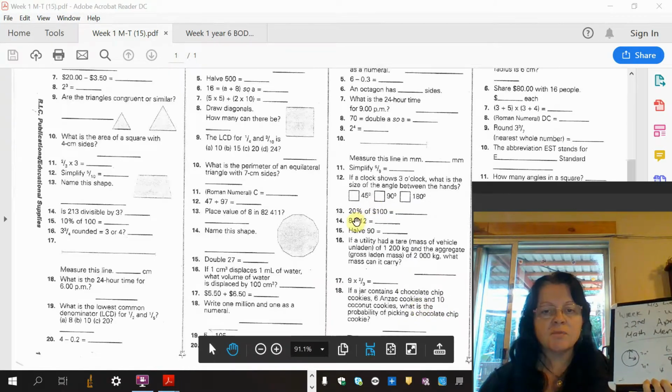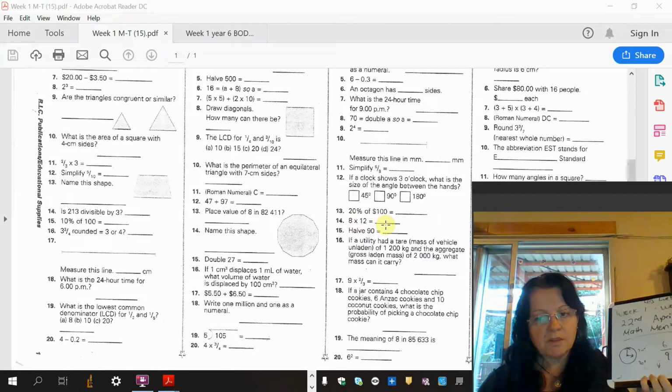Right, percentages means out of 100. So even though this is money, we still apply the same principles. This is nice and easy for us. So 20% of $100 is $20.